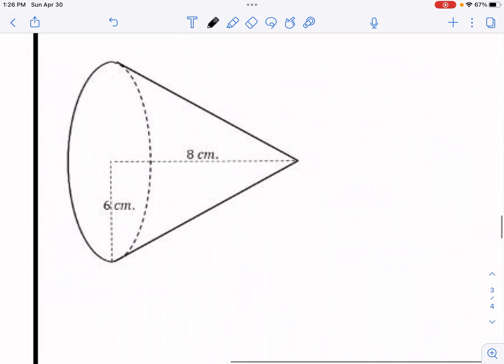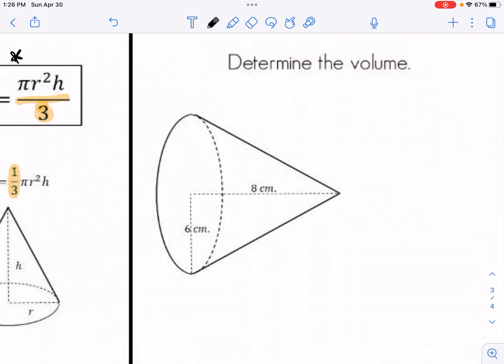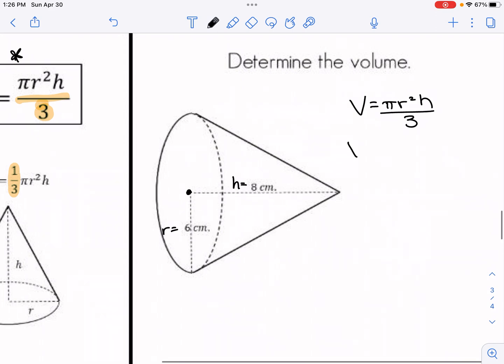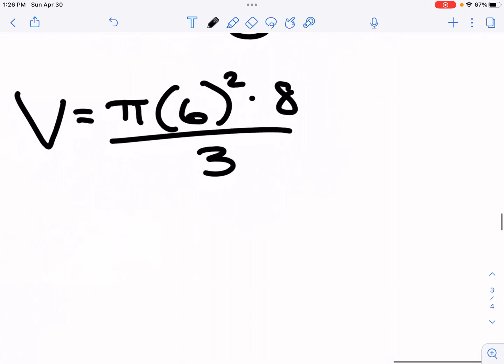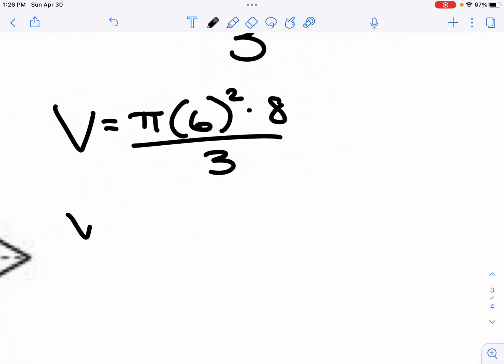Okay. So we have this sideways looking cone here. I'm going to write out the formula for the volume of a cone: pi r squared times h divided by 3. It looks like the height of this is 8 centimeters, and the radius from the center of the base figure, which is a circle, to the edge is 6 centimeters. So let's plug those two values in: 6 for r, 8 for h, and we're going to divide it by 3. Now we're going to simplify this and evaluate it by using order of operations.